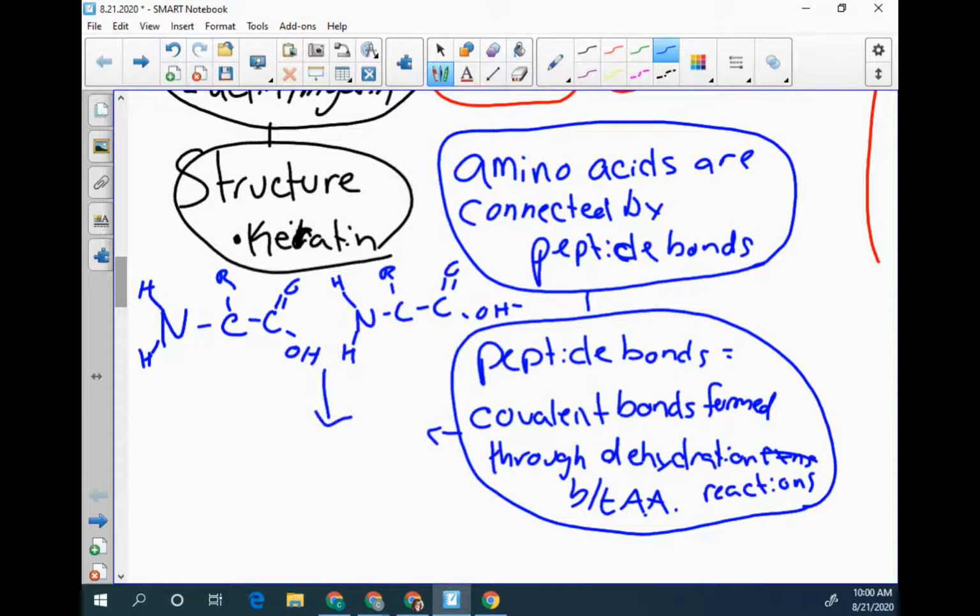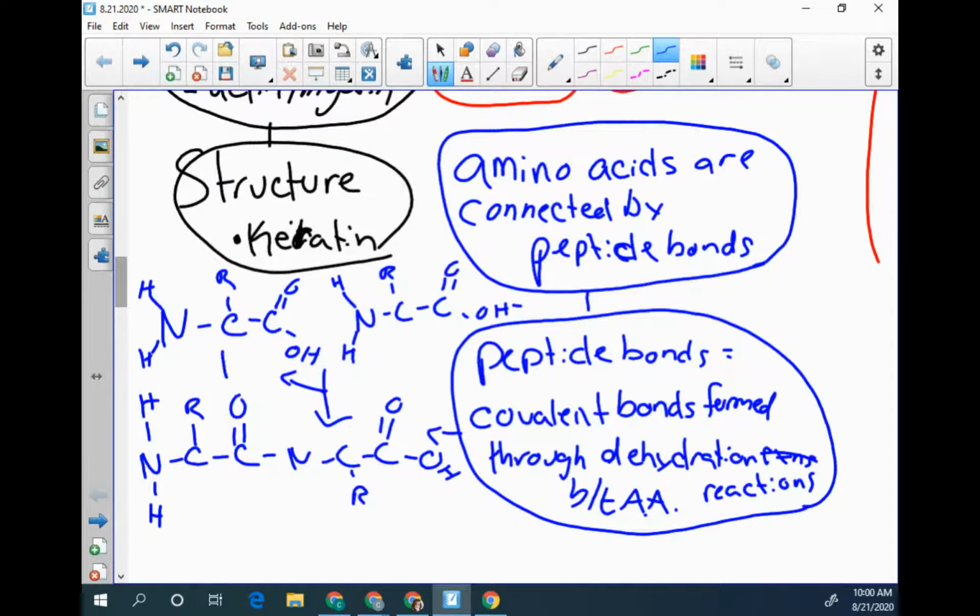These guys come together to form one chain. We've got our N, our C, our C, N, our C, our C, our O. This has two hydrogens coming off of it. This has our R group. This guy has the double bonded oxygen. R group, double bonded oxygen, OH. And when we do this reaction, we get water.